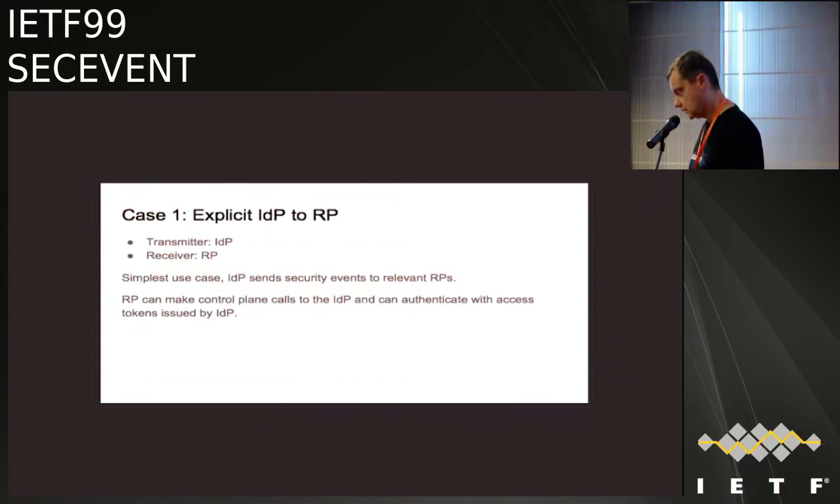All right, so the first use case is the simplest one, when you have the explicit IDP to RP event flow. The transmitter is the IDP, the receiver is the RP. The IDP can expose a control plane, and the RP can make API calls to it through the management API, and it can authenticate with access tokens because the RP has those.